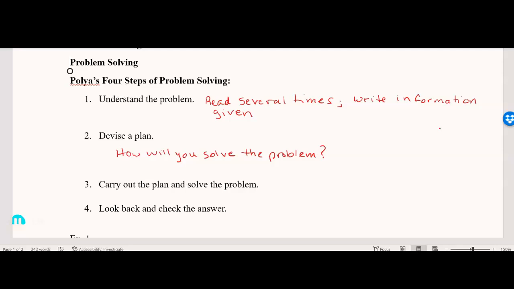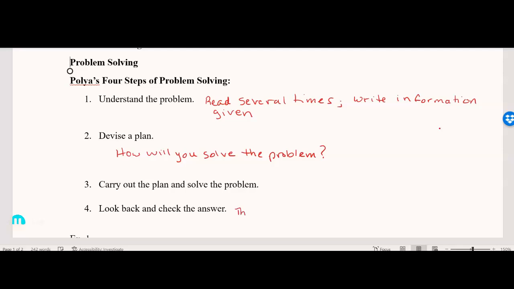Number 3, carry out the plan and solve the problem. So whatever you figured out you need to do for number 2, 3 is the action part. It's when you're actually going to solve it. Now, the last step, look back and check your answer. You can always check your answer. That's what I love about math, so you know if you got it right.